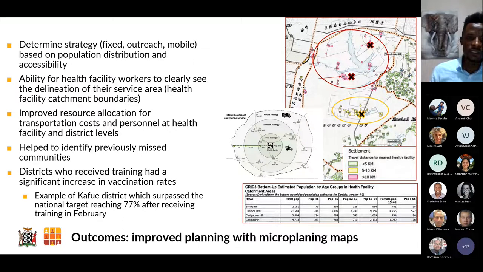Then districts who received training also experienced an increase in vaccination rates. We spoke of the example of Kafue district, which surpassed the national target of 77% after receiving the training in February. By the end of December 2021, the vaccination rate was very low nationwide, but through the campaign in mid 2022, we saw four times the number that we had covered just in 2021. So the whole exercise, the efforts of EPI and the support of Grid 3 and other partners, greatly improved the vaccination stage that we have reached as a country now.